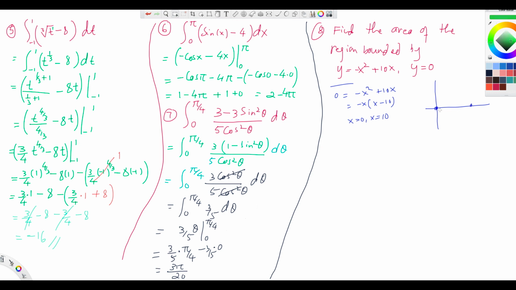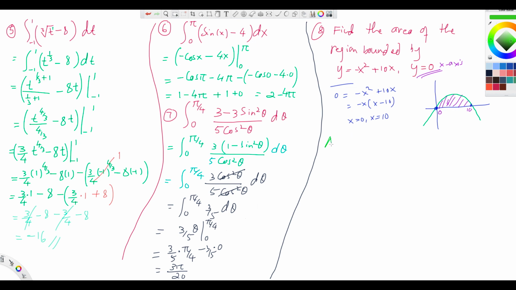So your graph will look like this, right? But the question is asking you to find the area between this curve and the x-axis. Y equals 0 is the x-axis. So you want to find the area under this curve between 0 and 10. So how do I find the area then? The solution starts from here. I first find the limits, because the limits are not given, so you have to find them here.